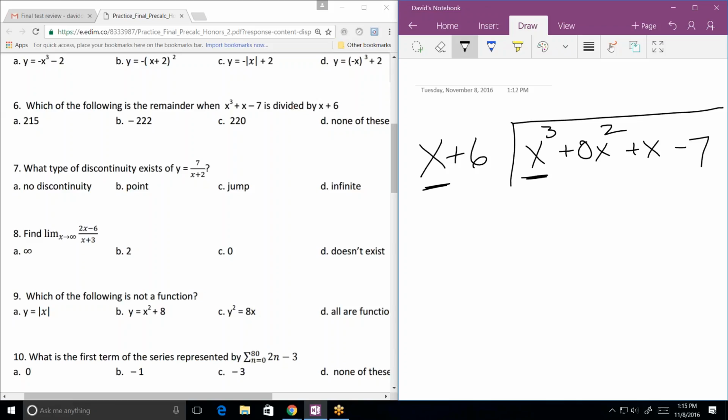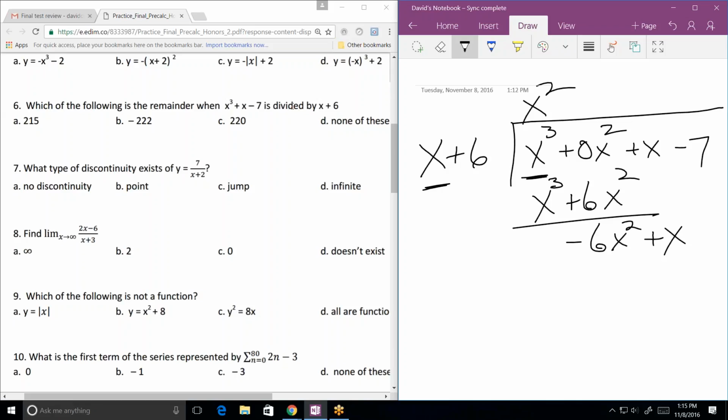Just the first term? What is the first term? So it'd be x squared. Now you multiply that x squared by both terms. So it'd be x cubed plus 6x squared. You subtract, correct. What do you get? Negative 6x squared. Now bring down the next term, and then repeat.